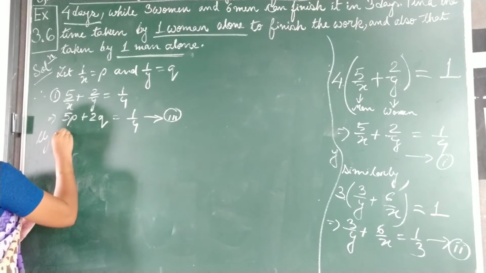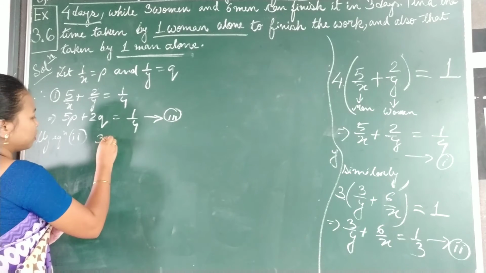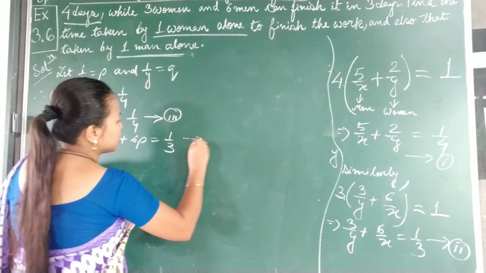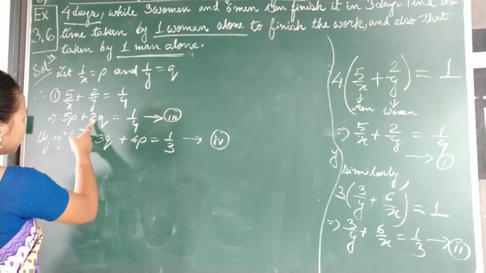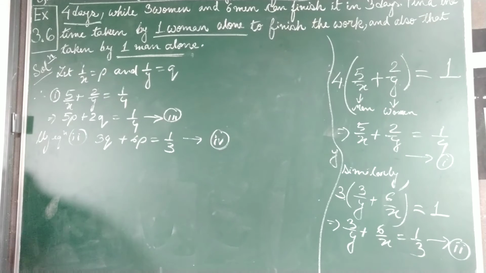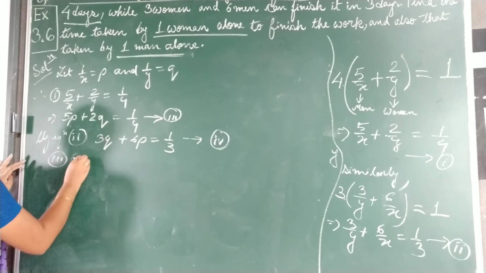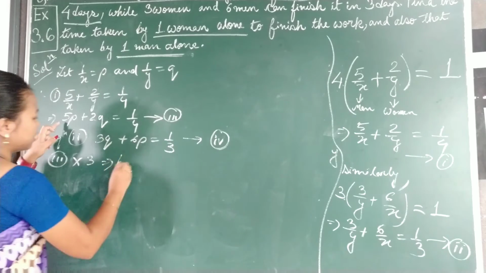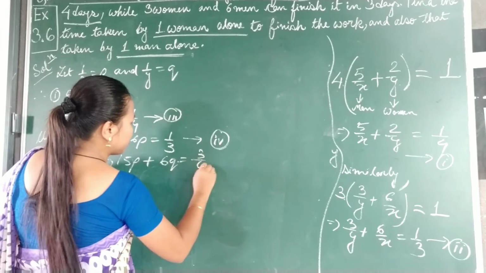Similarly, in equation 2, what was it? It will be 3q plus 6p equal to 1 by 3. It is equation 4. Why have I done this? Because I want to use elimination. Elimination will be the best way here. Let's see. 3 into equation 3, let's match this 3. So 15p plus 6q equal to 3 by 4.